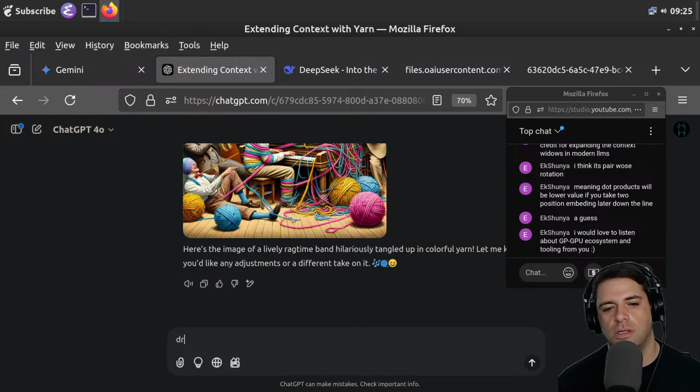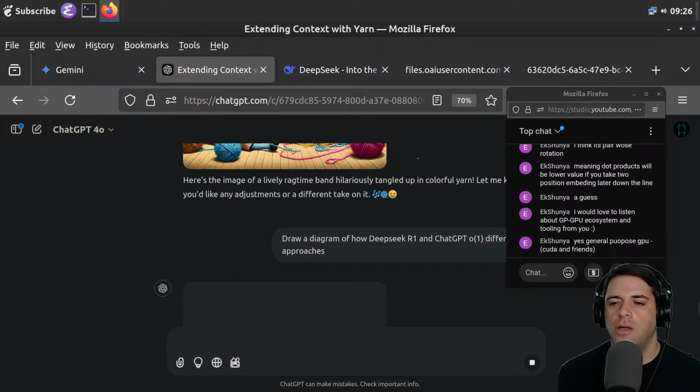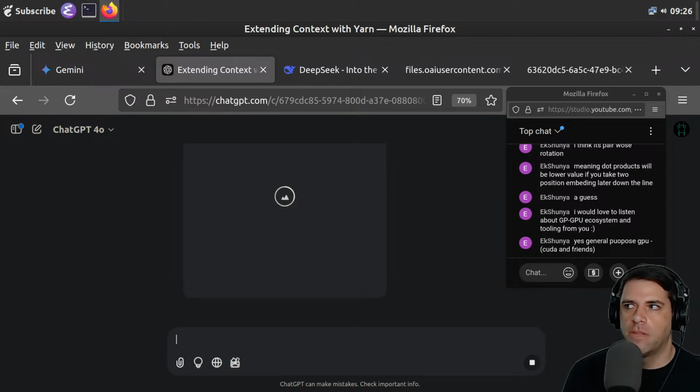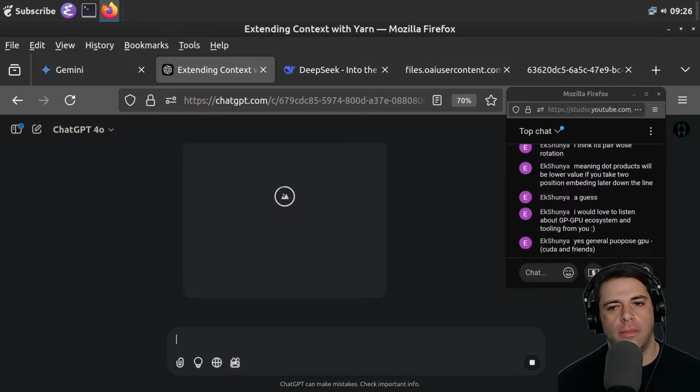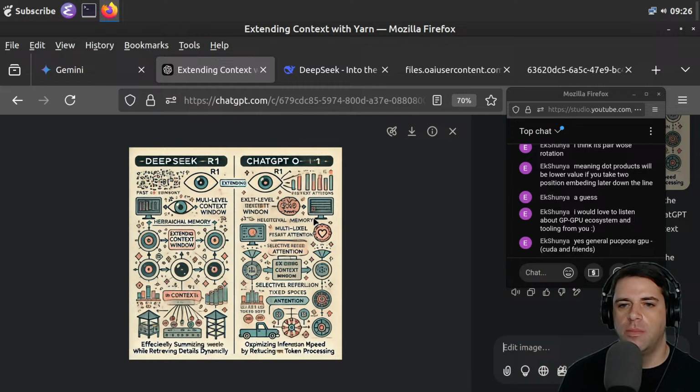So I'll say, draw a diagram of how DeepSeek R1 and ChatGPT O1 differ in their approaches. Yeah, so I did a video on AMD ROCm. The truth though is that I don't know any of this stuff, and I'm learning it for the first time, live on TV. But I'm learning a lot, and I'll probably continue going down this route.